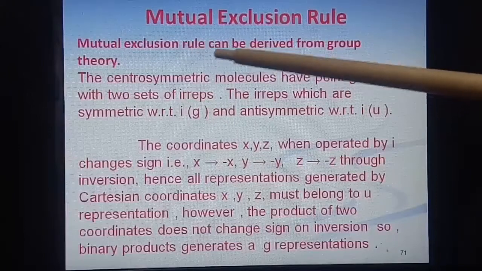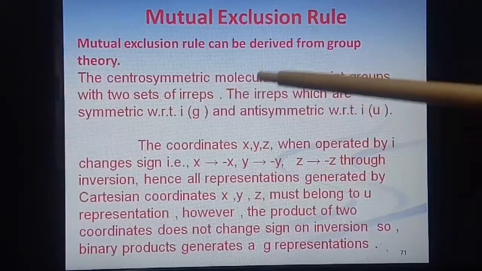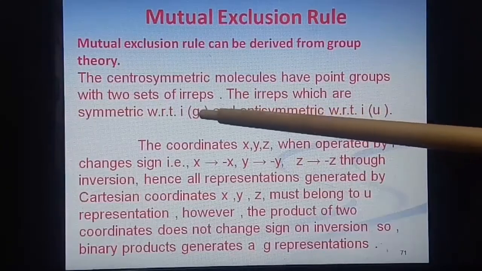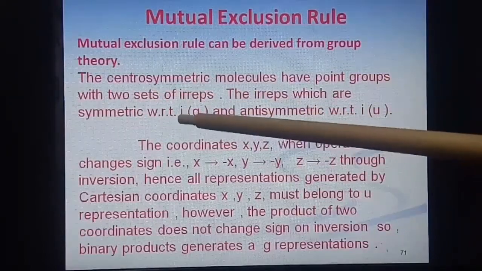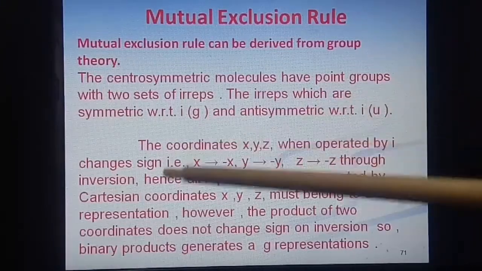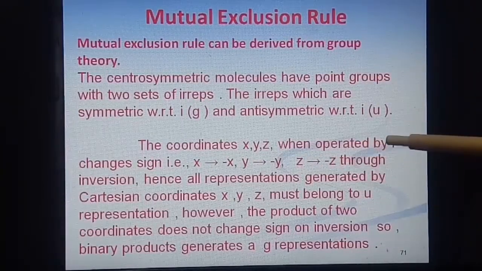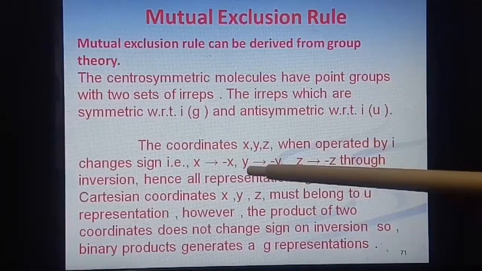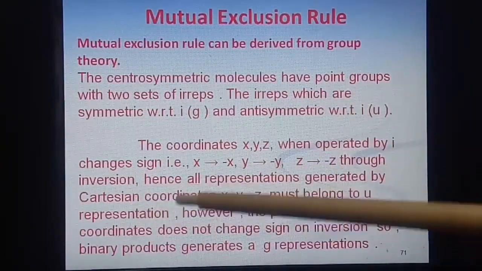The mutual exclusion rule can be derived from group theory. Centrosymmetric molecules have point groups with two sets of irreducible representations: those symmetric with respect to inversion I, that is g, and those antisymmetric with respect to I, that is u. The coordinates x, y, z change sign when operated on by I: x is converted into minus x, y into minus y, and z into minus z through inversion.